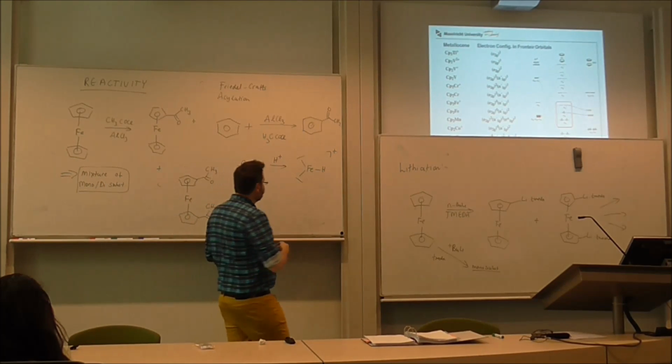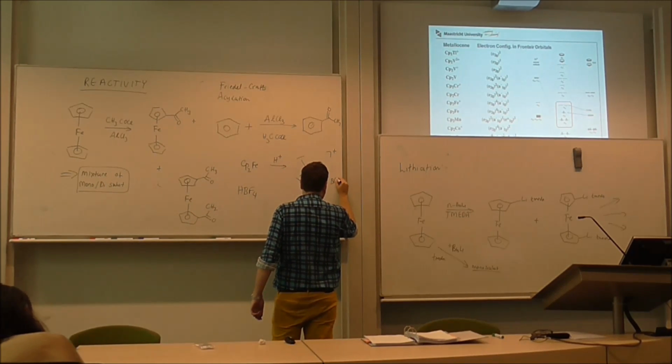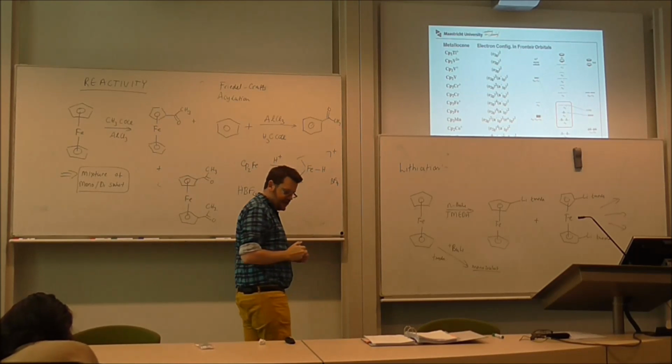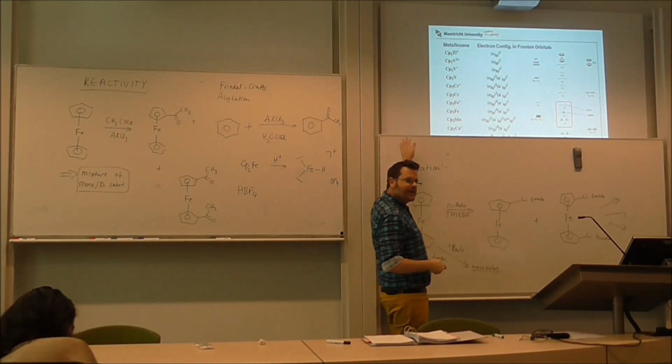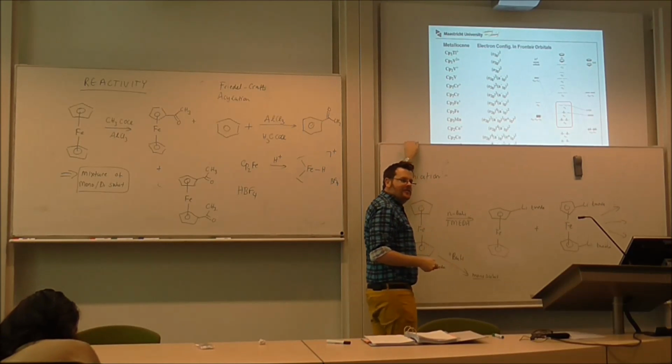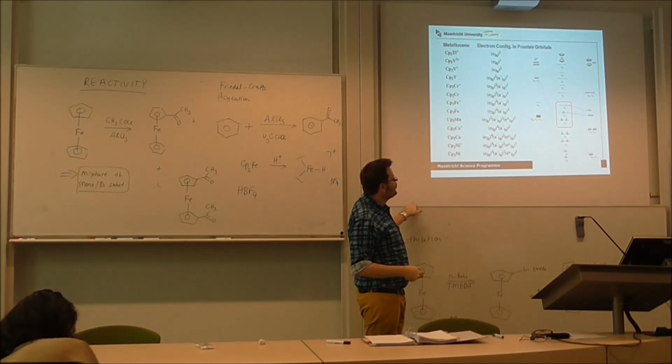So if we use HBF4, of course, it will be BF4 minus as the counter anion. Now the reason is that you've got to look at the molecular orbital diagram, because where is that H going to attack? Which orbital?